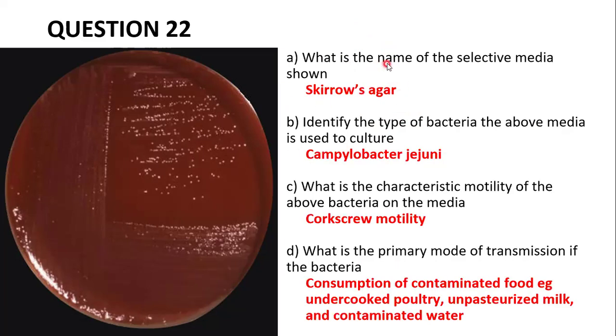So this is Skirrow agar, used for Campylobacter jejuni. You can see there are white colonies on a brown background. Okay. Motility, I feel like motility should have given it away. We have the corkscrew motility. It moves like a corkscrew, going round and round. Then the primary mode of transmission for Campylobacter is mainly fecal-oral. So consumption of contaminated food, undercooked poultry, unpasteurized milk, and contaminated water.